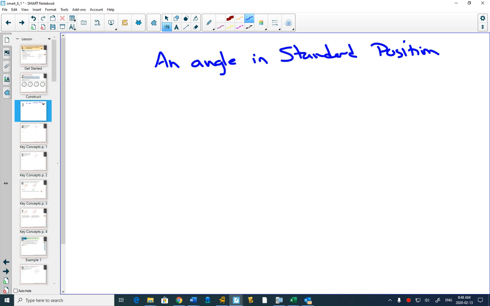So the first one is an angle in standard position. And you're not going to write down this stuff at the beginning, but I'm sort of going to set it up as a pattern recognition game. I'm going to draw an angle, and I'm going to say, yes, this one's in standard position. And I draw another one, no, this one's not. And I'm going to keep doing them until you think you've got a good definition in your head just from the examples.